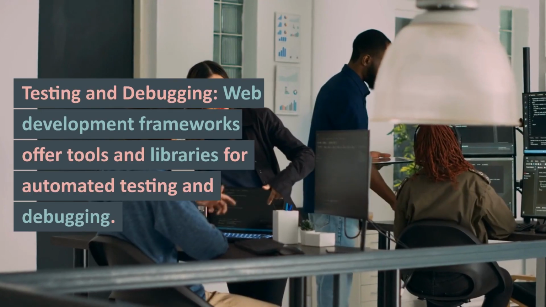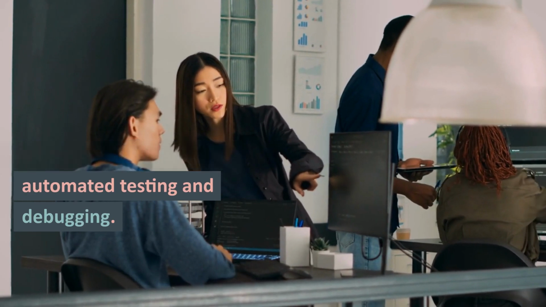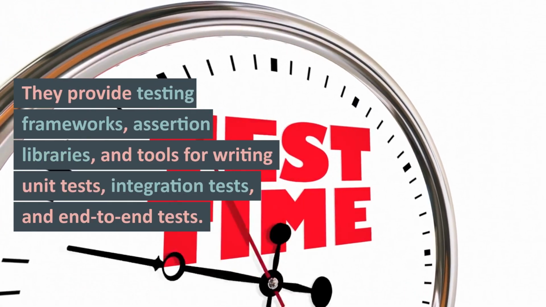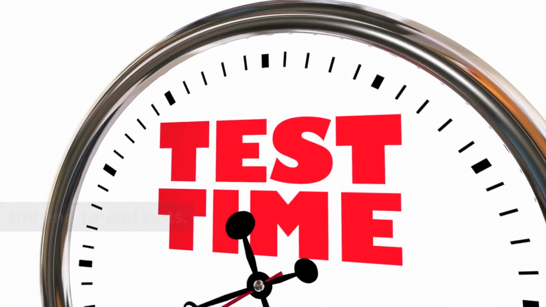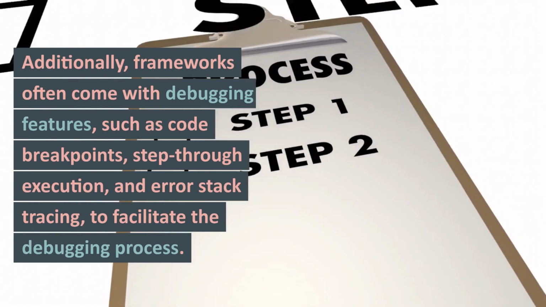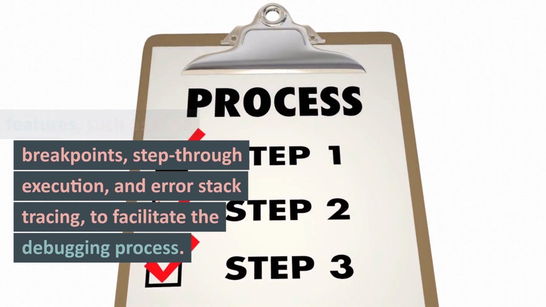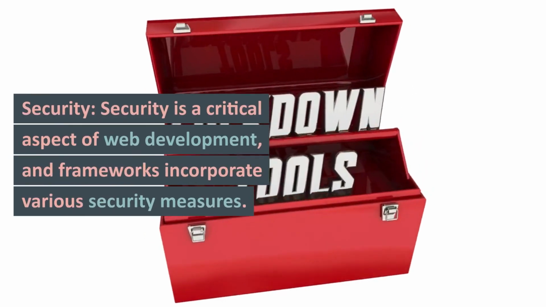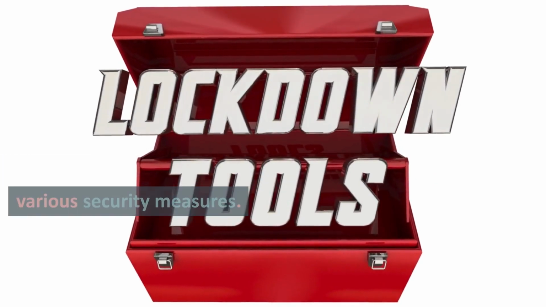11. Testing and debugging. Web development frameworks offer tools and libraries for automated testing and debugging. They provide testing frameworks, assertion libraries, and tools for writing unit tests, integration tests, and end-to-end tests. Additionally, frameworks often come with debugging features, such as code breakpoints, step-through execution, and error stack tracing, to facilitate the debugging process.